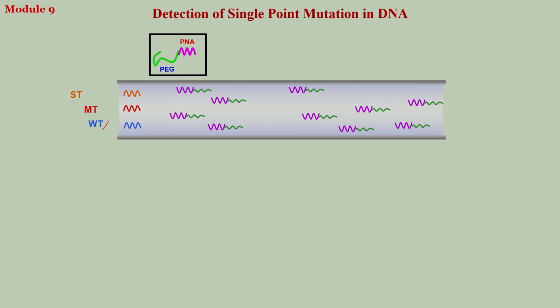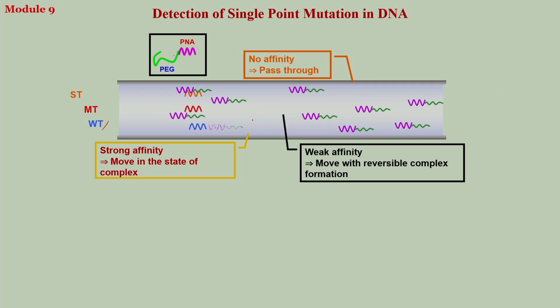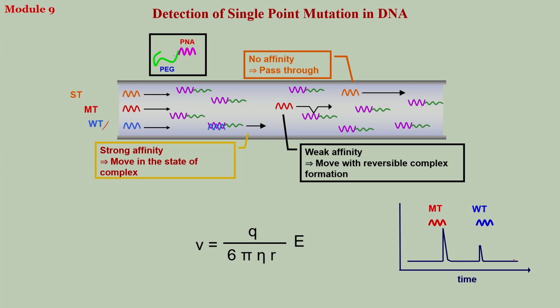Therefore, because of this strong hybridization, the wild type will move as a complex with the bulky polymer. So, it will move very slowly. The mutant will have very weak hybridization, so it will move faster than this, and the scramble has no hybridization, so no interaction with your PNA, it will move straight, and that is what it will look like. Scramble will be something here. I will show you the actual data. Then will come the mutant, then will come the wild type over time.